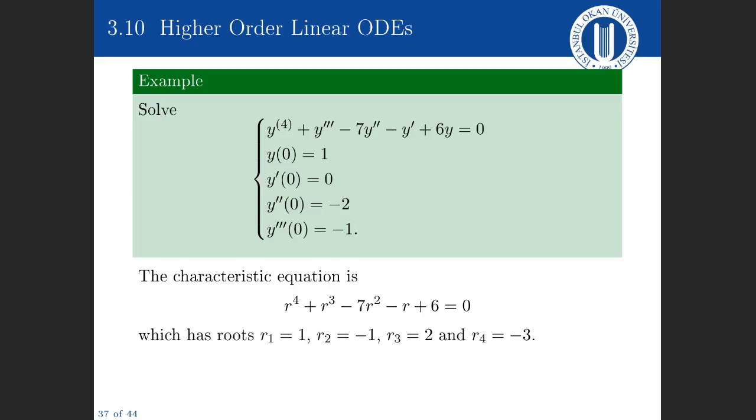How do we solve this? First, we start with the characteristic equation. That's r to the power 4 plus r to the power 3 minus 7r squared minus r plus 6 is equal to 0. A little bit more complicated to find the roots of this than a second order equation, but not impossible. The roots of this equation are 1, minus 1, 2, and minus 3.